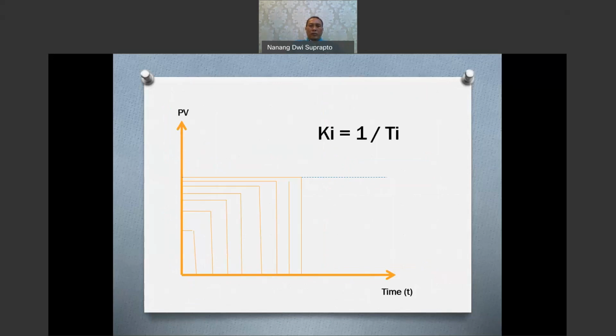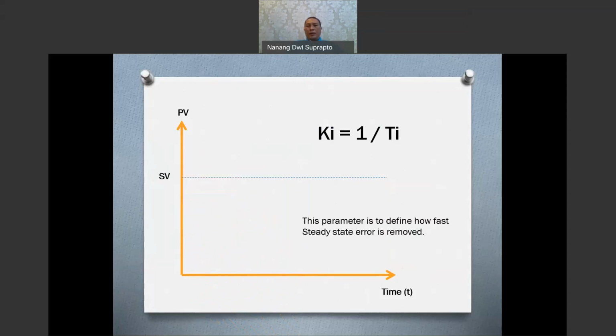Ti equal with 1 per time integral. This one basically is total from this. How is the performance for the integral like this? This parameter is to define how fast the steady-state error is removed.